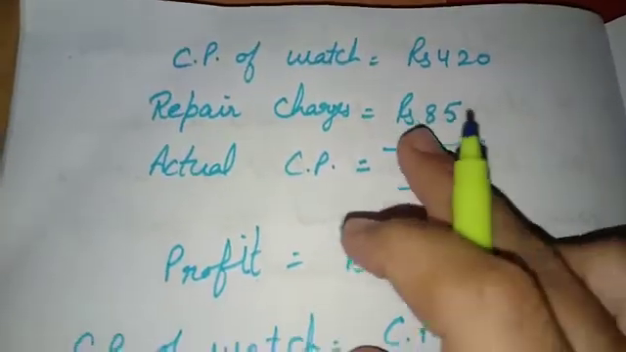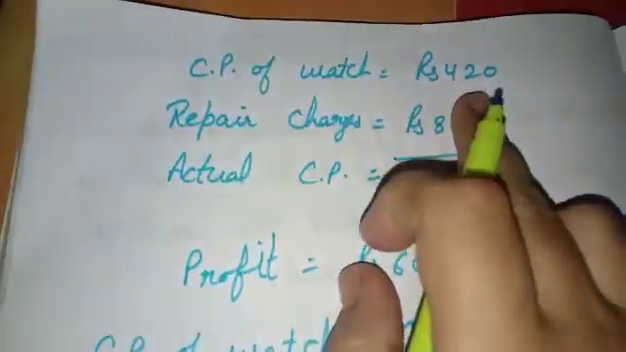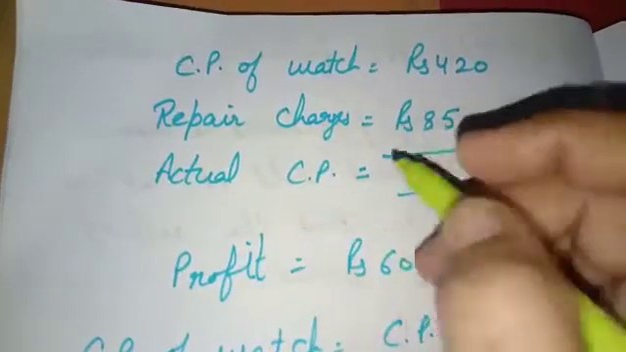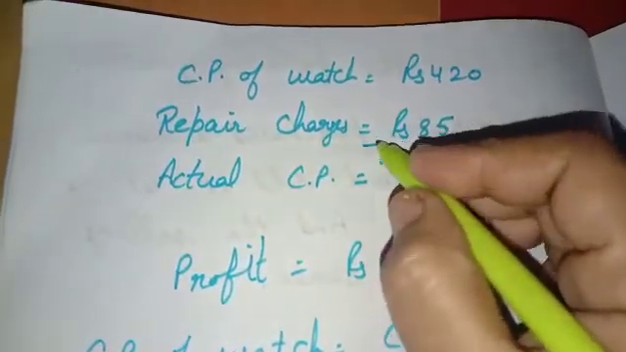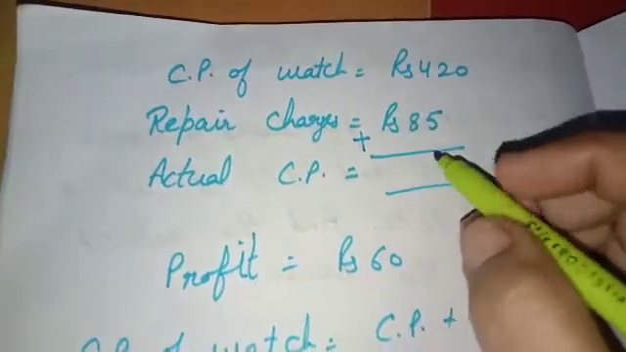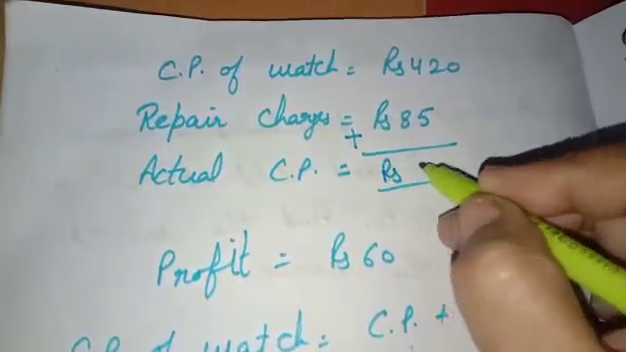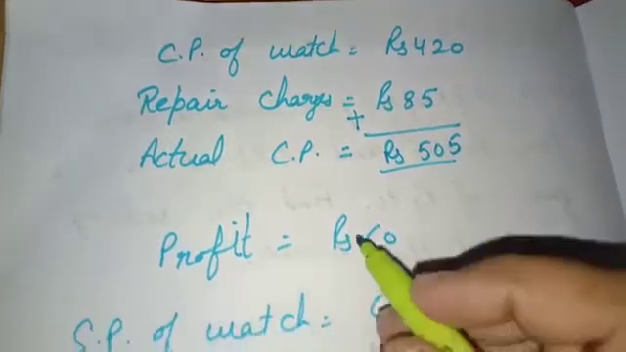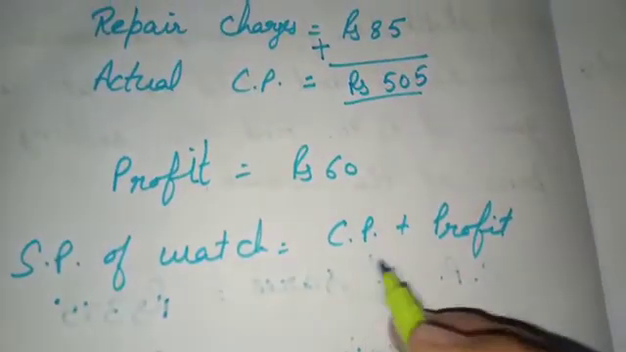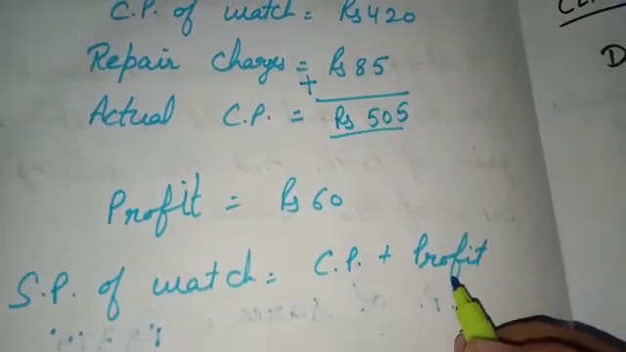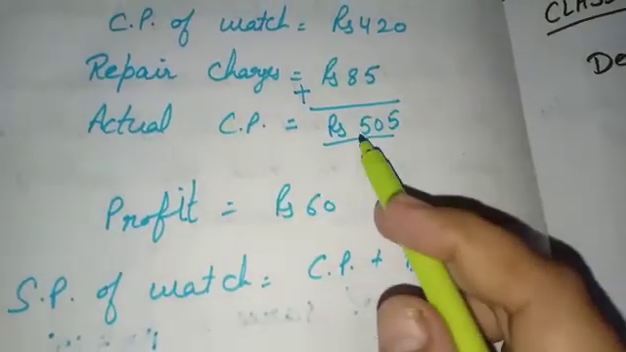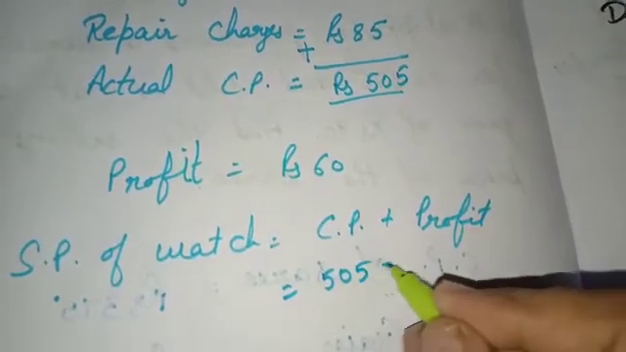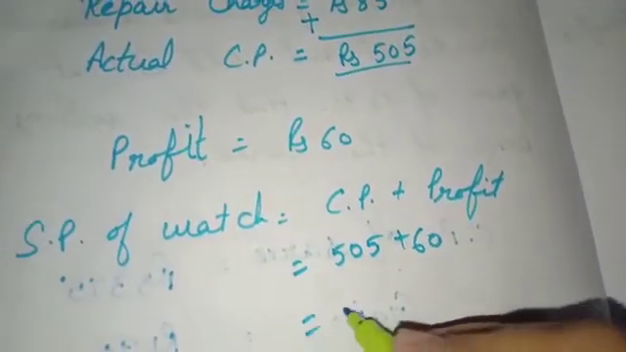So how will we solve the question? Cost price of the watch is given, repair charges are given. What will be the actual CP? Yes, we will add 420 plus 85, this will be equal to rupees 505, and profit is rupees 60. Then selling price of the watch is cost price plus profit, and we will use this cost price now. 505 plus 60 means the answer is rupees 565.